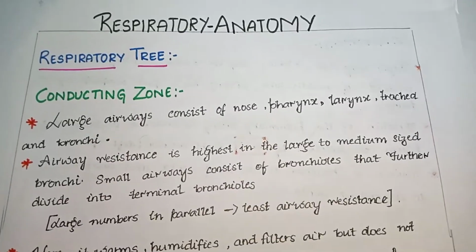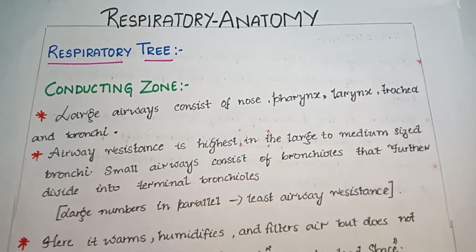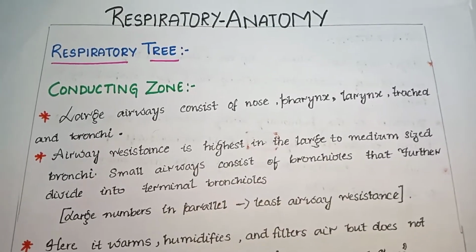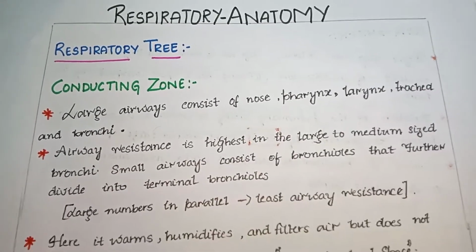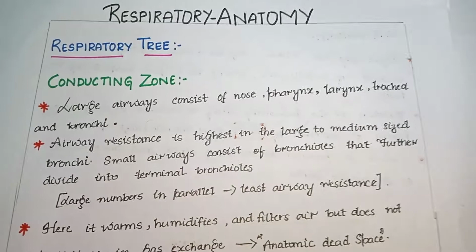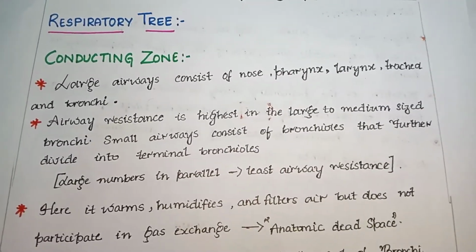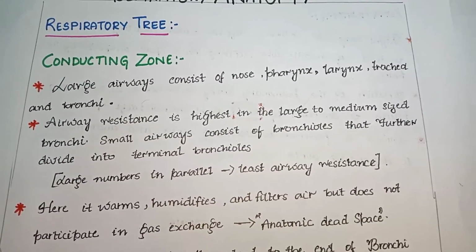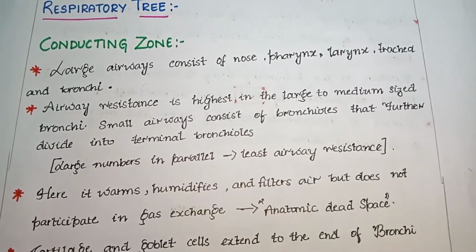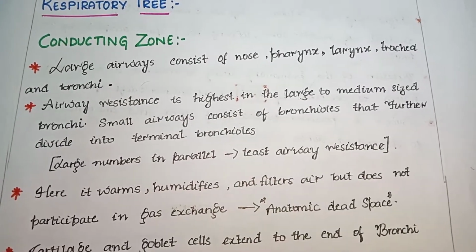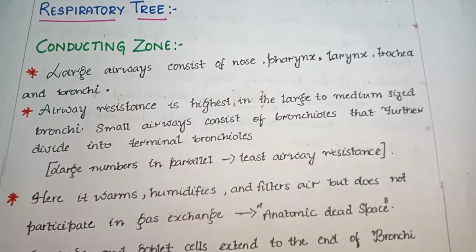Today I am going to discuss the anatomy part of the respiratory system. The respiratory tree consists of two zones, called the conducting zone and the respiratory zone. The conducting zone consists of large airways and small airways. Large airways consist of the nose, pharynx, larynx, trachea and bronchi.